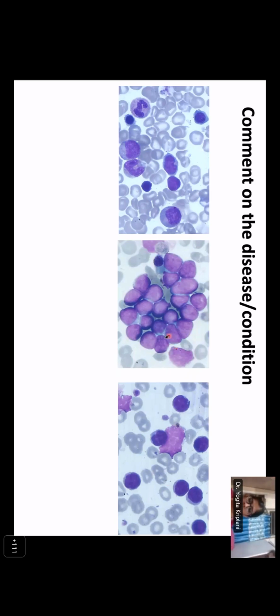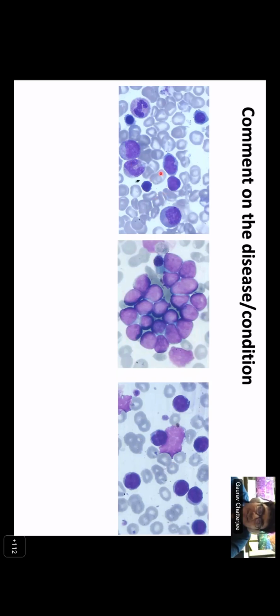So do you want to make any comment on the disease then? So according to you, these two cases will be ALL then, right? Because they are all lymphoblasts, you said. Is that true? Picture number 3, sir, according to age criteria, the third picture is for CLL, sir. Okay, I have not given you age criteria yet. Next slide.